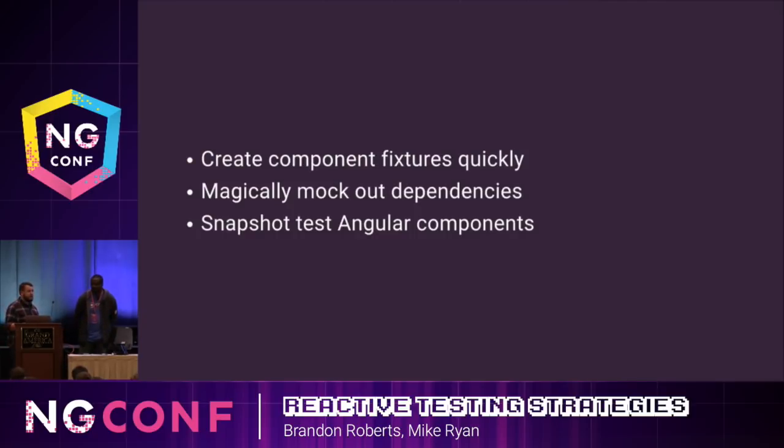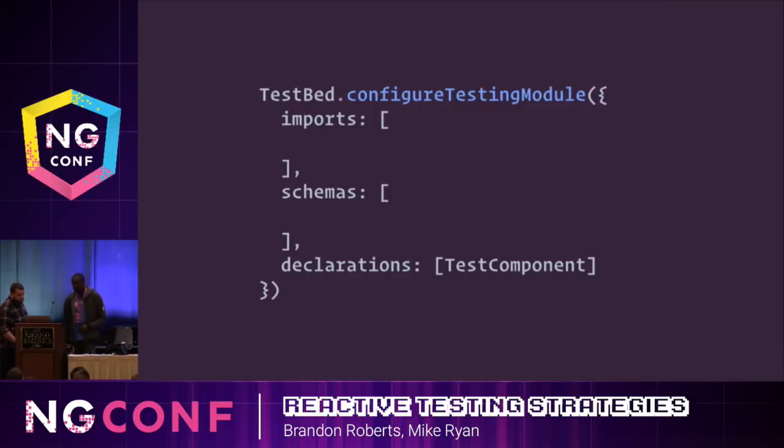If you've ever had to set up a test using the test bed, it can be kind of verbose to get your test set up correctly to make assertions about components. It also lets you magically mock out dependencies. And I say magic because there's some magic going on underneath. But as with anything else, if you want to take a look at the source code, you can see what it's doing underneath. It also is going to let us use that snapshot testing tool that we showed earlier against Angular components.